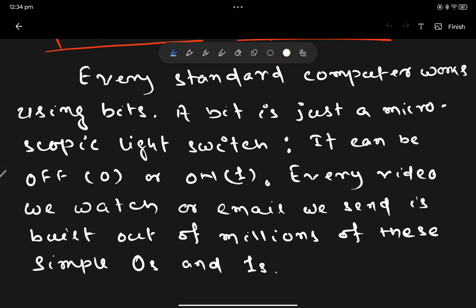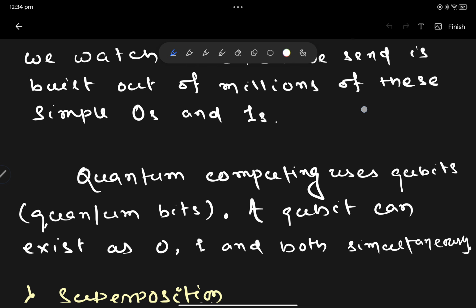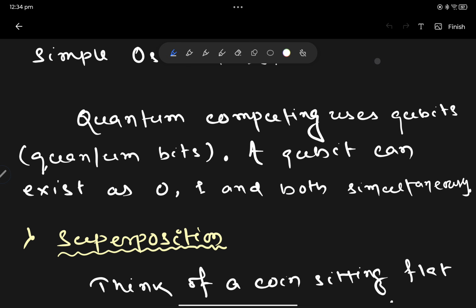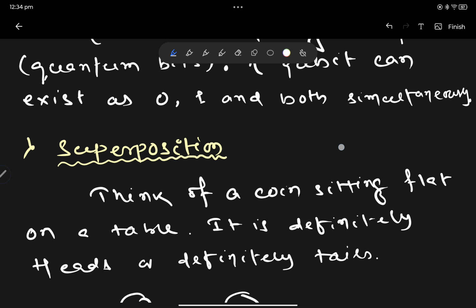Everything you do on your mobile phones, your laptops, tablets, even this video I'm recording, is built out of millions of simple zeros and ones. Whereas in quantum computing, we use qubits. What are qubits? They are your quantum bits. A qubit can exist as 0, 1, and simultaneously both 1 and 0.